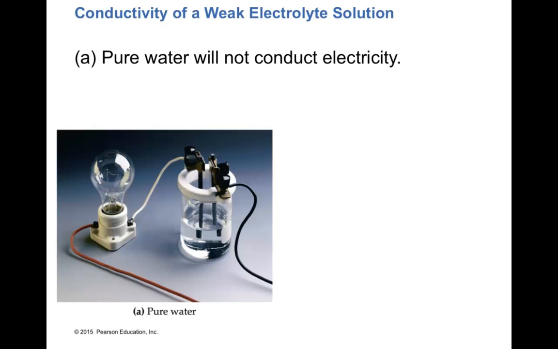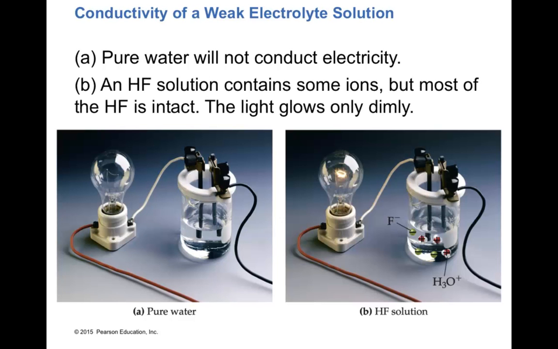What happened with the conductivity with a weak electrolyte? What do you think? If you are producing just a few ions in solution, that means that the light is not going to be that intense as with the strong acid, as we saw with HCl, for example. Here again we have the pure water that does not conduct electricity, but when we add HF, hydrofluoric acid, we can see that the light glows, but what? Very weak, dimly, okay?